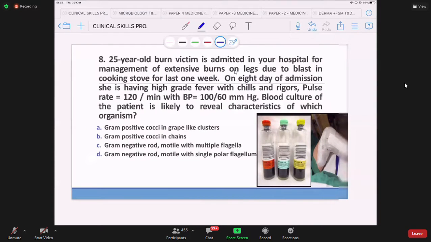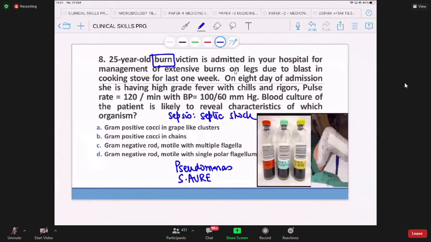skills. Piece of cake, this question. We are talking about a burn patient. This patient is having burns on the legs due to blast of a cooking stove for the last 1 week, and now she's having fever, chills, rigors. Heart rate is more, BP is low, so there's definitely an infection, there's definitely a sepsis, and this lady is going into septic shock. Now you are very well aware of the fact that in a burns case, what is going to be a leading cause of sepsis or septic shock? Either it's going to be Pseudomonas, or if it's not Pseudomonas, it is going to be Staph aureus that would be coming from the hospital environment.